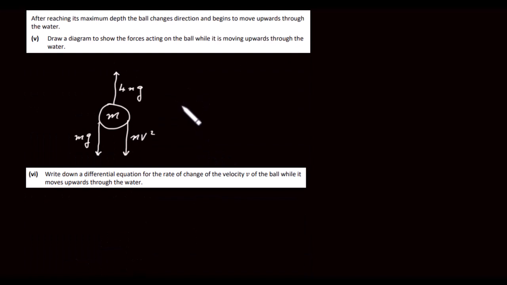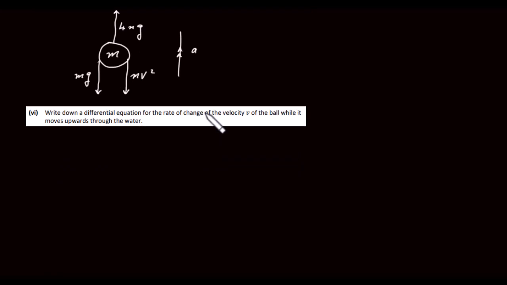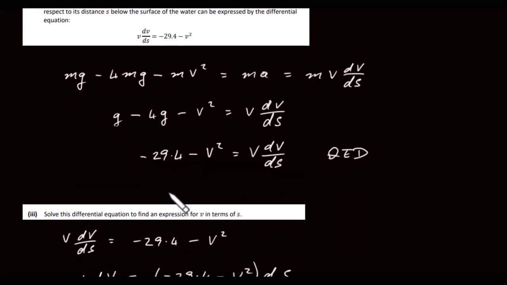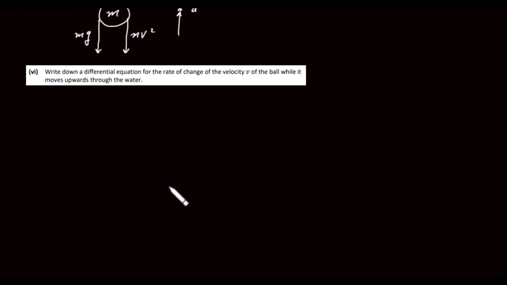Again, we have our acceleration, of course. Our acceleration this time is going to be acting upwards. Write down a differential equation this time for the rate of change of the velocity v of the ball while it moves upwards through the water. Now I presume this is the rate of change with respect to distance, the same as what we have up here. We have dv ds here, so it says up here, show that while the ball is moving downwards, the rate of change of its velocity with respect to its distance. So that's what we did here. I presume this is the same thing again here. So let's do that then.